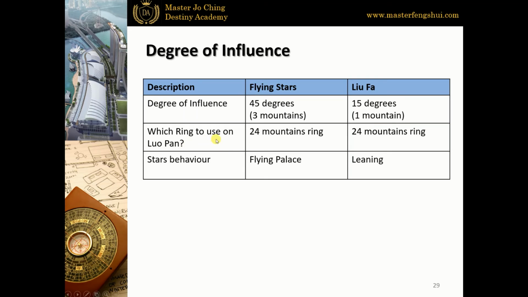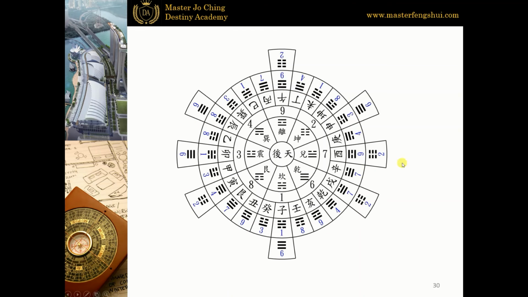So which ring to use on the Luo Pan? Very simple. We only use the 24 mountain ring for both. Stars behavior: the stars in flying star fly, in a flight path. Whereas in Liofa, we look at leaning. Like this. This is a typical formula that we base on.